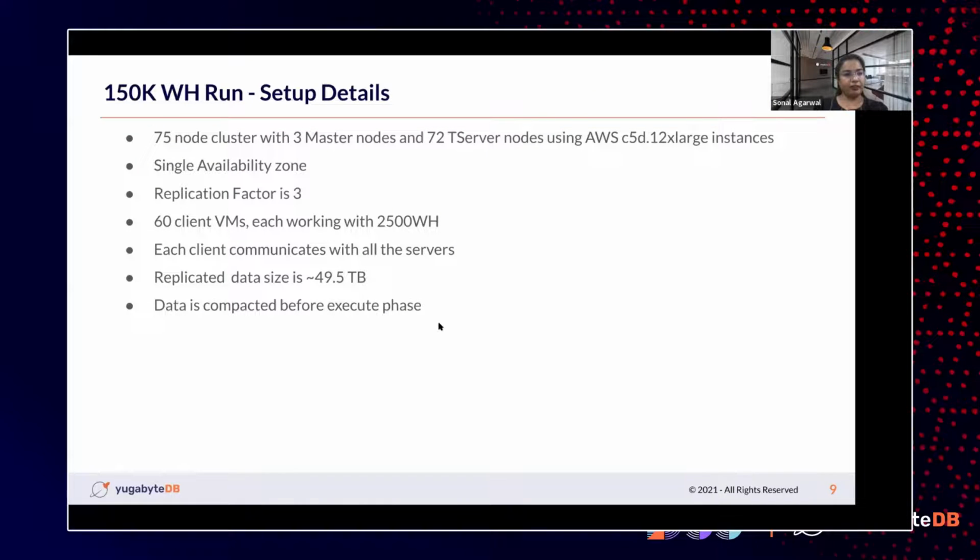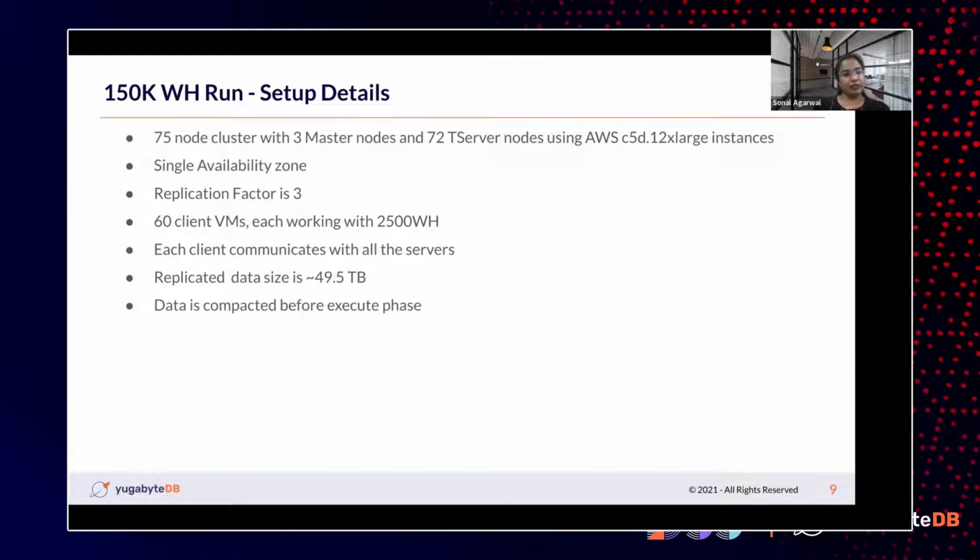For the 150K warehouse cluster setup, we have used a 75 node universe, and we created this universe using the YB platform. Out of these 75 nodes, 3 nodes are master nodes, and the remaining 72 nodes are the T-server nodes. The universe is created with a replication factor of 3, and it is created in a single availability zone. All these nodes are hosted on AWS C5D 12xlarge instances.